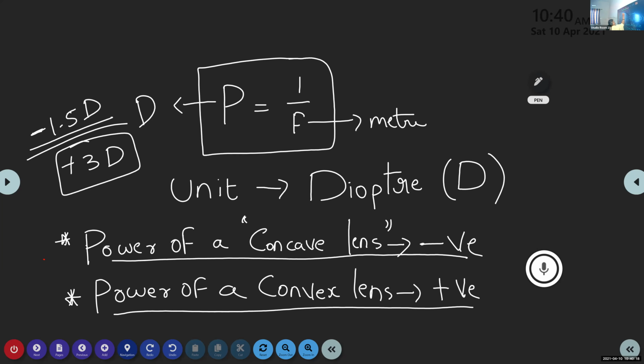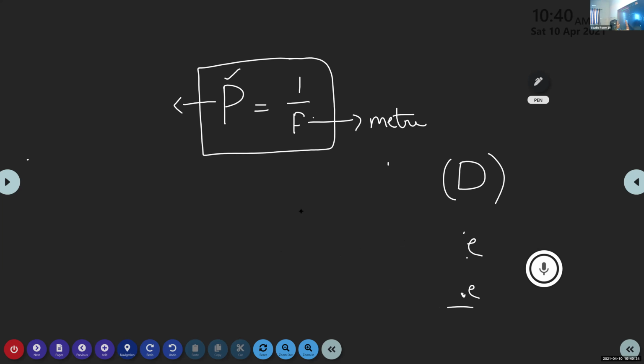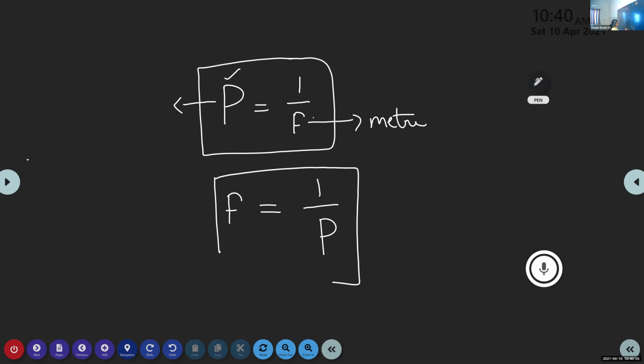Sometimes you may be asked to calculate the power of lens when the focal length is given, and vice versa. Sometimes the power of lens is given and you want to calculate the focal length. So at that time, you need to rearrange the equation. We know that the power of lens is the reciprocal of focal length. So P is equal to 1 by F. Similarly, from this equation we can calculate the focal length. What is the equation for calculating F? F is equal to 1 by P.